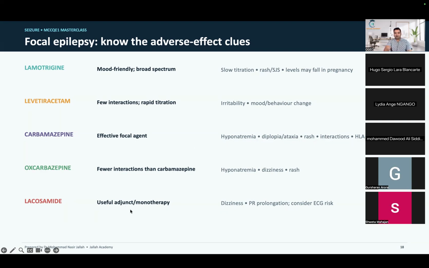Lacosamide is useful as an adjunct treatment and also as a monotherapy. The side effects are dizziness and PR prolongation. Consider an ECG. So before I start using this, I will do the ECG, because it prolongs the PR interval.